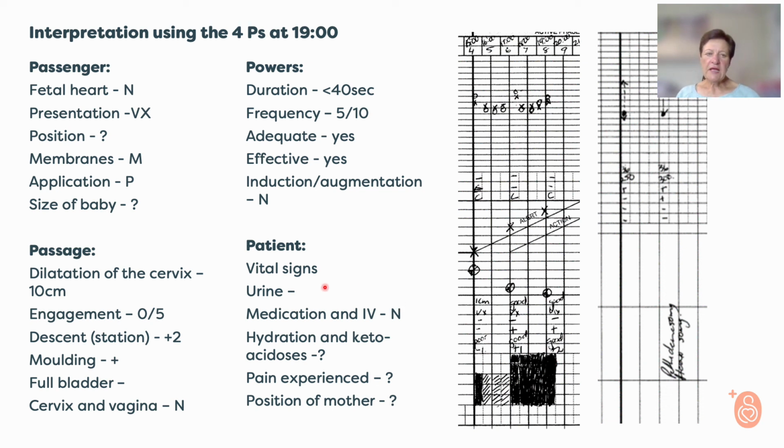Now, this is the end of this lesson 5A with the interpretation of the normal partograph. And as you can see, it is important that every single time you record the observations, you do an analysis of all 4 of your P's, implement the nursing care according to that, and then in your next 2 hours you can see what the effect of that was.